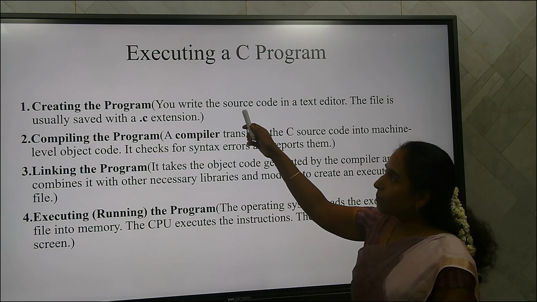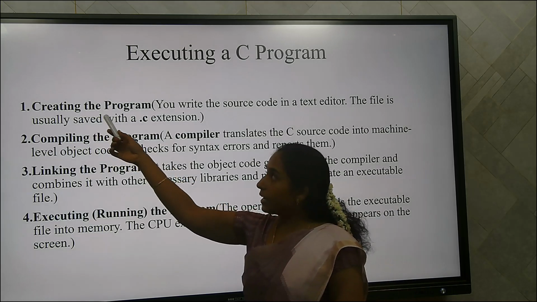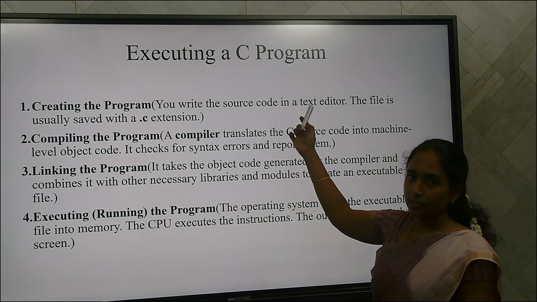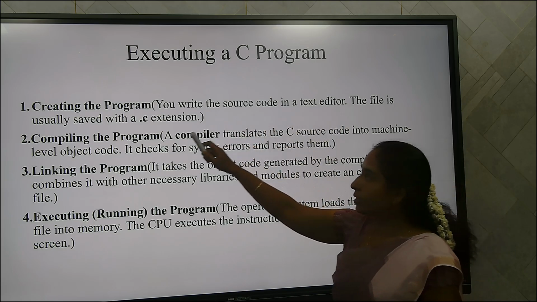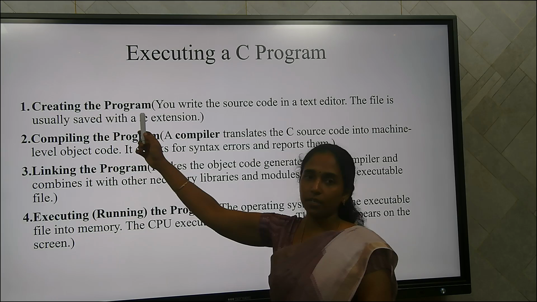How is a C program executed? Based on these 4 steps. My first step is creating a program. In this step, the user will write a source code in a text editor and then save it with .c extension. This is our first step, creating a C program.